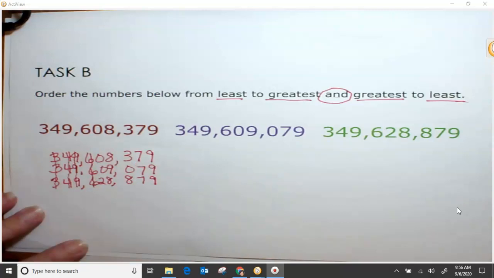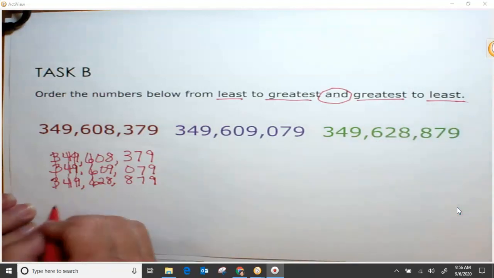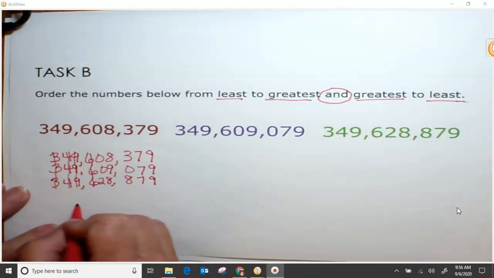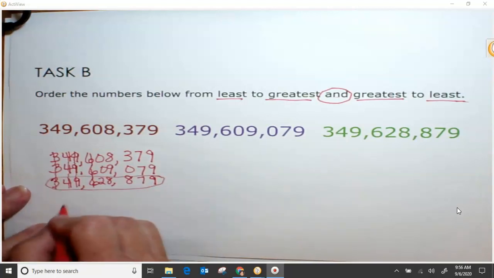But I do know my greatest. So I can go ahead and write the greatest one down. I can go ahead and do my greatest to least first. And I know that this one is going to be my greatest one.